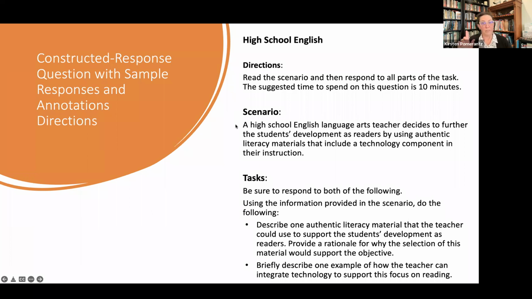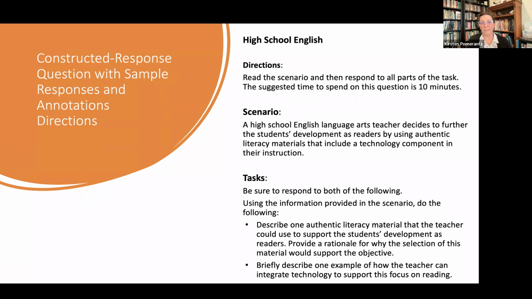Here's our scenario. A high school English language arts teacher decides to further the students' development as readers by using authentic literacy materials that include a technology component in their instruction. Okay, so we're high school language arts, and we're looking at authentic literacy and technology. Looks like there's 2 parts. The task says, be sure to respond to both of the following. Using the information provided in the scenario, do the following things. And sure enough, there's 2 things.